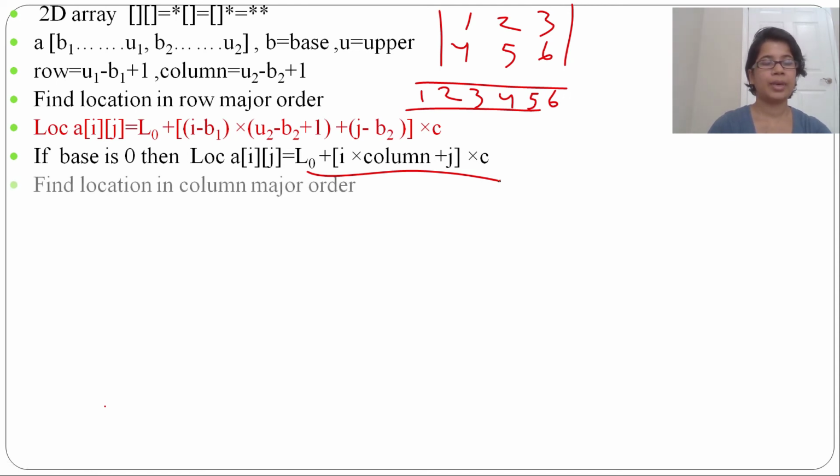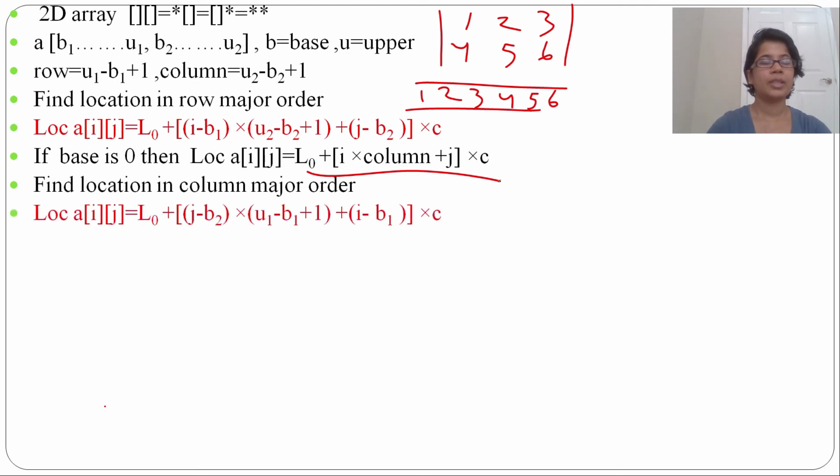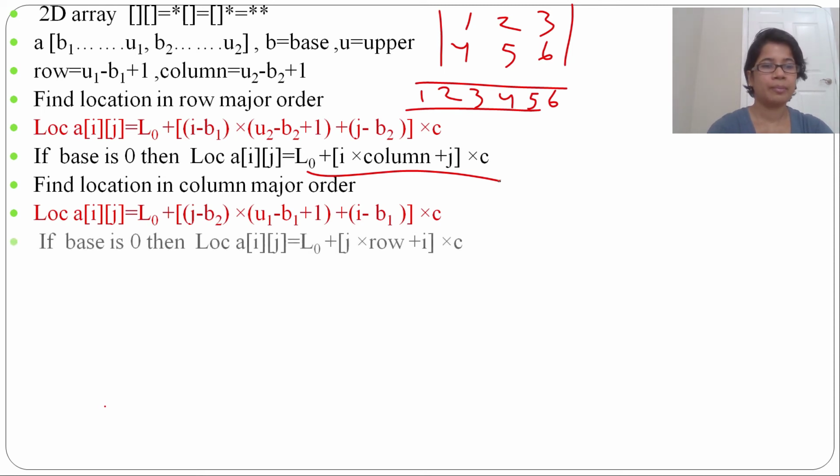Next, find the location in column major order. Column major order is just the opposite of the row major order formula. In place of i you replace j, in place of B1 you replace B2, just opposite. So it is L0 plus ((j minus B2) multiplied by (U1 minus B1 plus 1) plus (i minus B1)) into C. If the base is 0, then it is simply L0 plus (j into rows plus i) multiplied by C. Here it was i into columns plus j, here j into rows plus i. So this is how to find the location.